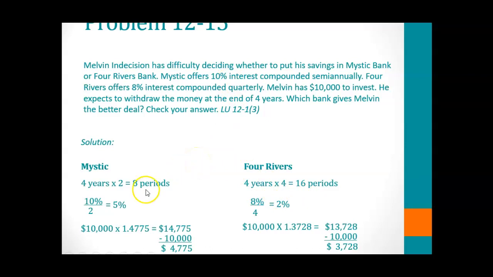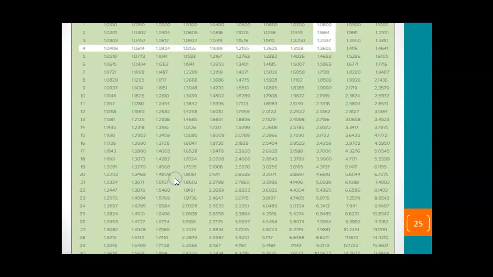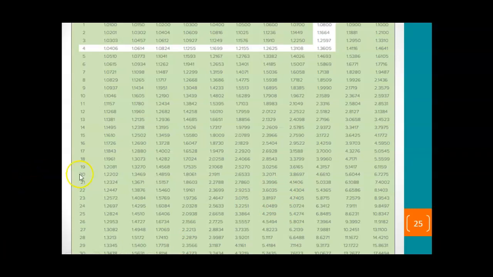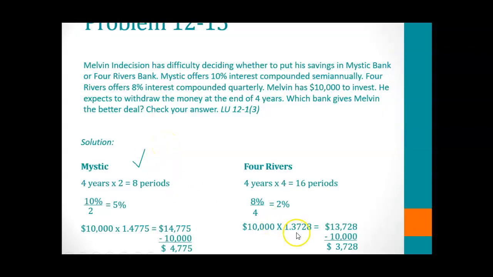So using our chart, so we got 8 and 5. Look at our chart. If I look at 8 periods, 5%, you see the 1.4775, okay? And if I look at 16 periods at 2%, you see the 1.3728 is right here. And that's where we got those factors. So we can use the future value table to determine the future value amount of a current investment.